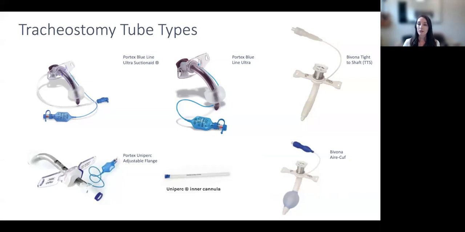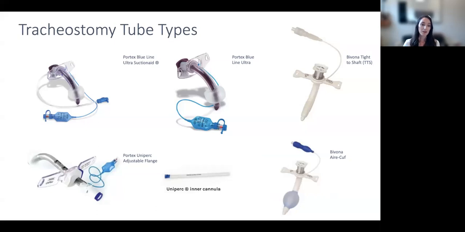Another tube to be aware of is the Bivona tight to shaft tube, which is made out of silicone, which makes it a bit softer, more flexible and more comfortable for patients. This has a water-filled cuff, and you can see that in this picture the cuff is deflated and it's very streamlined and tightly fitted to the shaft, which means that there's more space for the air to flow around the tube. And this has wonderful benefits for people using a speaking valve.